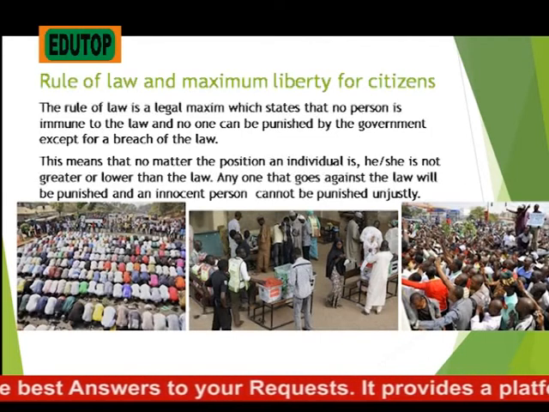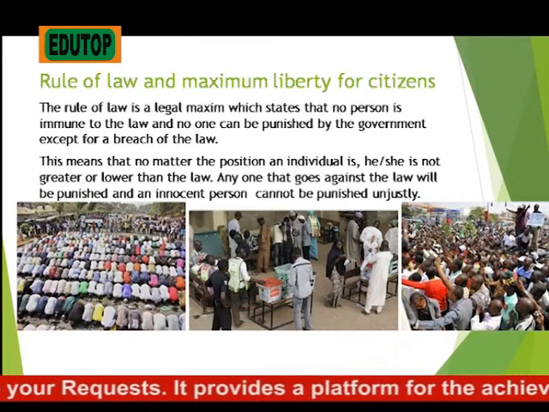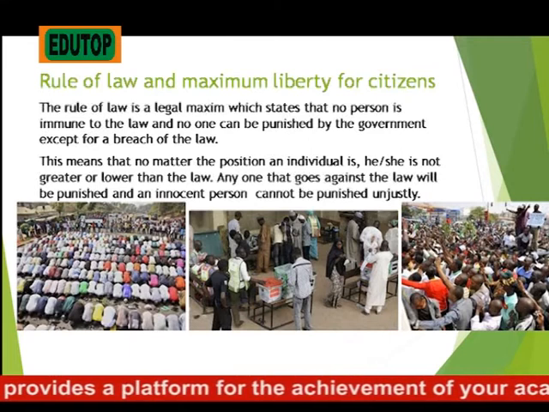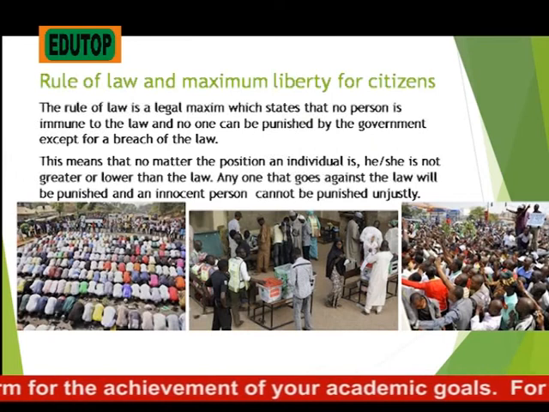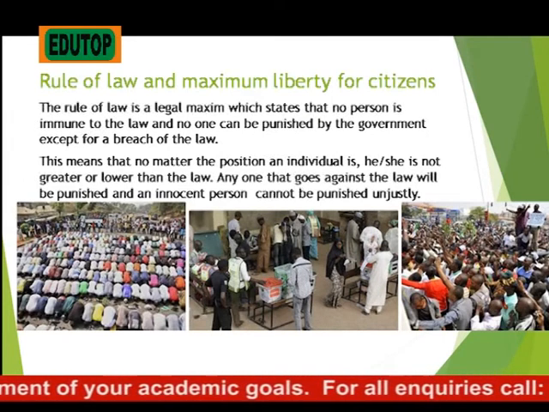These are pictures depicting different people, some as regard the association, some regarding the religion, and some are actually exercising their voting rights. And this depicts the basic fundamental human rights that societal members enjoy.